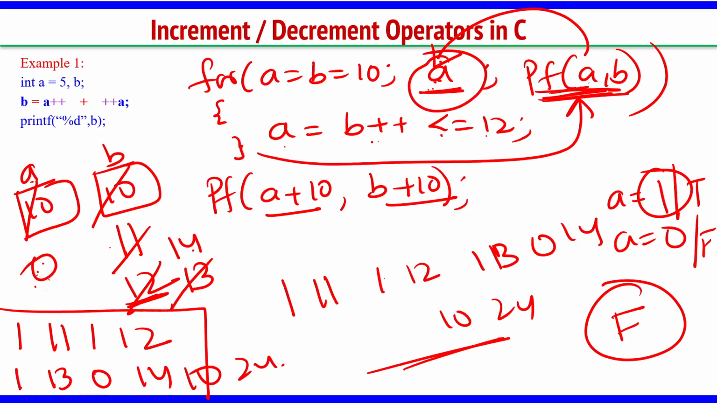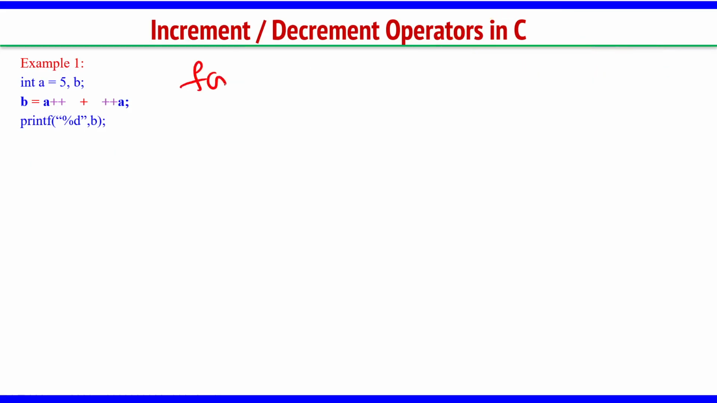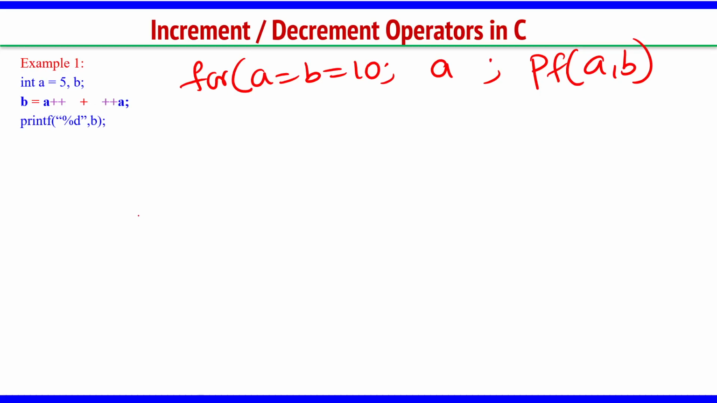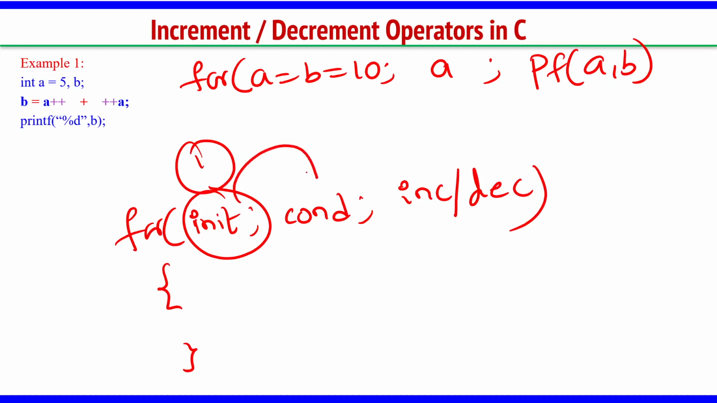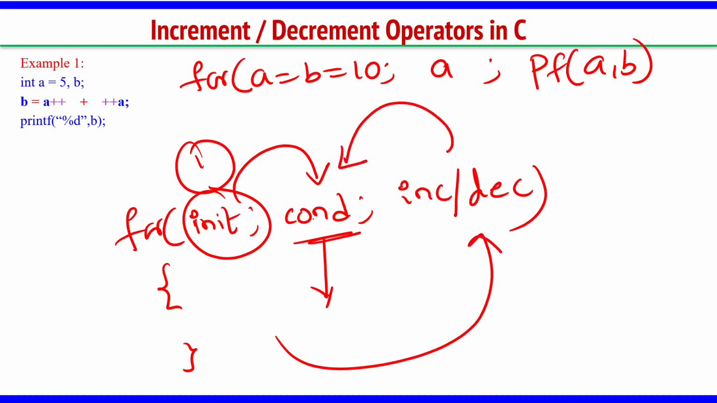Okay, let's see once again. See, carefully pay attention to how I am looping through that. A equal to B equal to 10. Here it is printf. See, generally a for loop we write like this. Here we write initialization, condition, increment or decrement statement. How does it work? The initialization will be done one time, then it will go to the condition. If this is true, I will enter the body. From here I will go to increment, decrement. Again come to the condition. If this is true, enter the body.